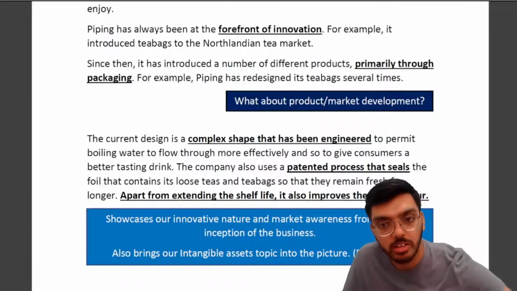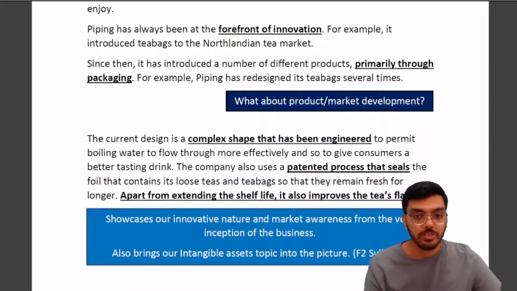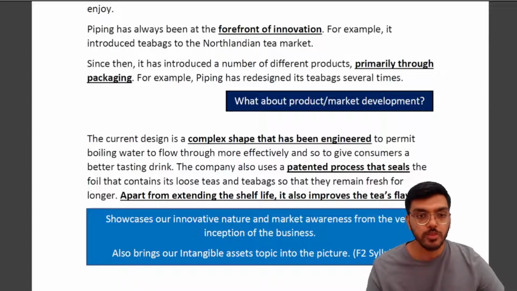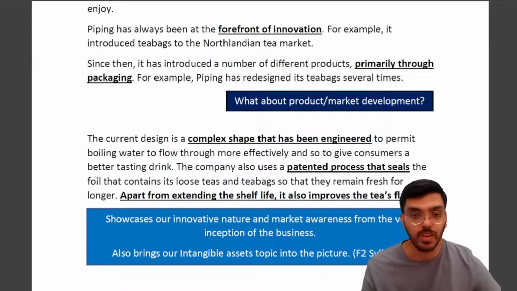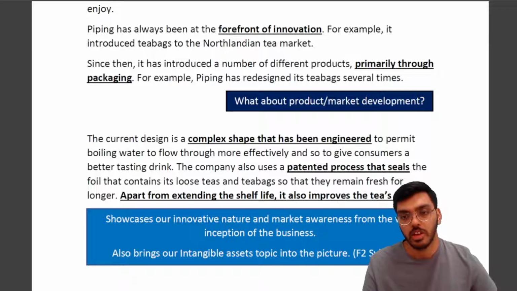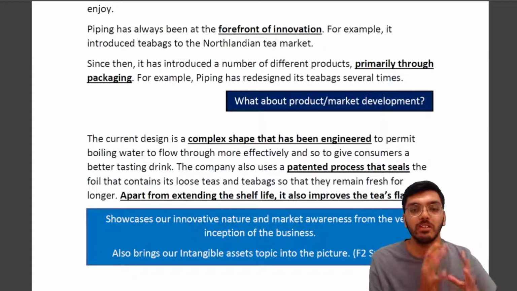The current design is a complex shape of the tea bag that has been engineered to permit boiling water to flow through more effectively, and so to give consumers a better tasting drink. The company also uses a patented process. It's patented, remember, nobody can copy it. That seals the foil that contains its loose teas in bags so that they remain fresh for a longer period of time. Apart from extending the shelf life, it also improves the tea's flavor. Now, this showcases first and foremost the innovative nature and market awareness of our business from its very inception.